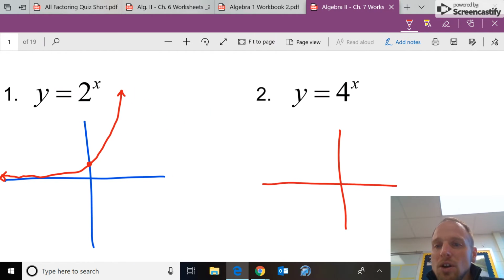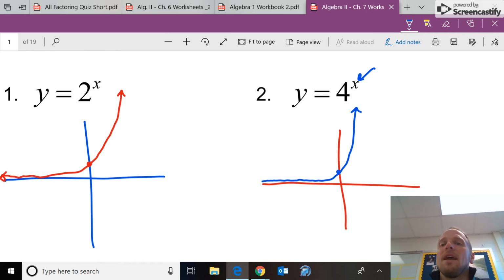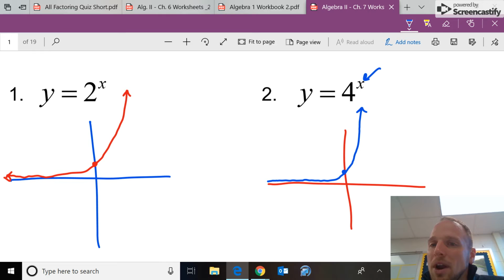Let's talk about number 2. Once again, it's exponential, so it's going through the point 0, 1. It's going to start down here very, very close to 0 and go up like that. The only difference that you can see here is that in number 2, my graph is a little bit steeper, and the reason it's steeper is because that 4 is bigger than the 2. So the bigger the base is, the steeper that is going to be.